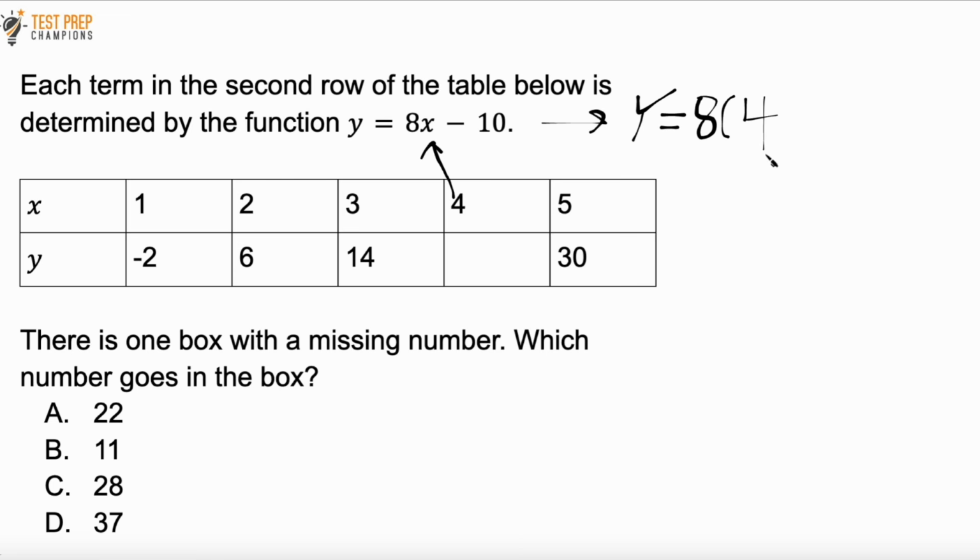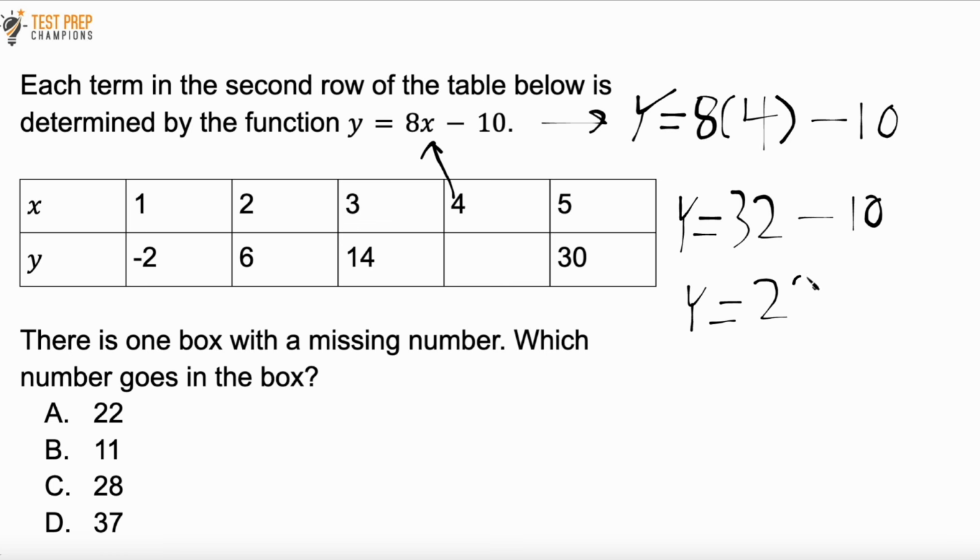So I'm going to rewrite this and I'll have 8 times 4 minus 10. Now, what is 8 times 4? 8 times 4 is 32. And 32 minus 10 is 22. So we get A as the final answer.